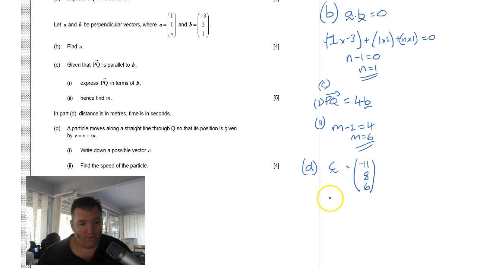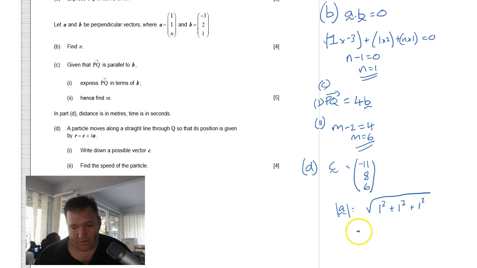Right, finally find the speed of the particle. So we know the time is in seconds. Now, with the vector equation r equals c, c is just locating 1 point, and t is the time in seconds, and it's multiplying by a. So if we knew the magnitude of a, that's how many meters it would be moving each second. So let's work that out. We need the magnitude of vector a, which was (1, 1, n), and n was 1 as well. Remember your special case of Pythagoras' theorem in 3 dimensions is really straightforward, so we've got 1 squared plus 1 squared plus 1 squared, all square rooted. So the magnitude of a is root 3, therefore the speed is root 3 meters per second.